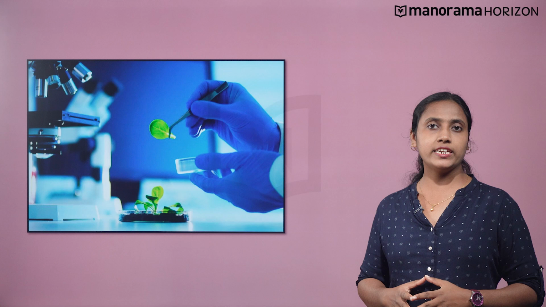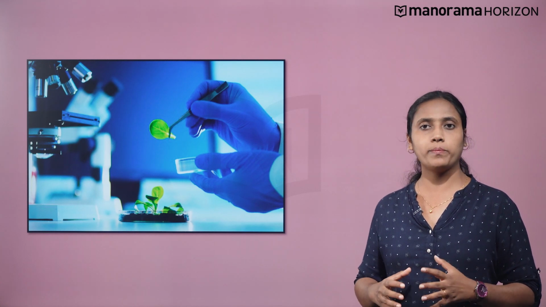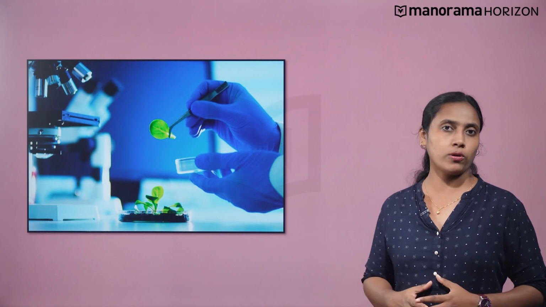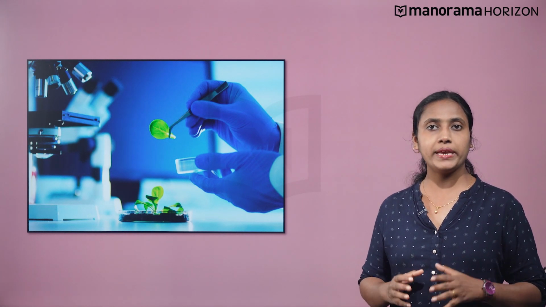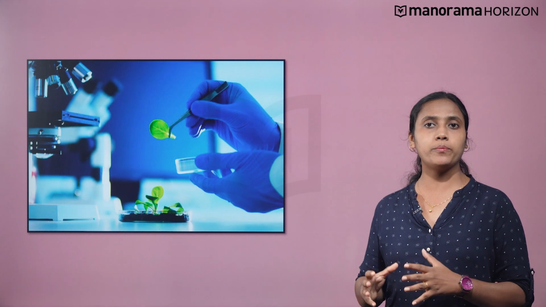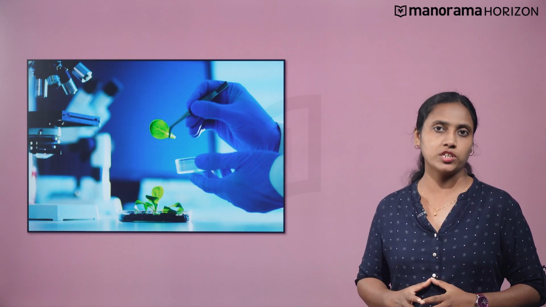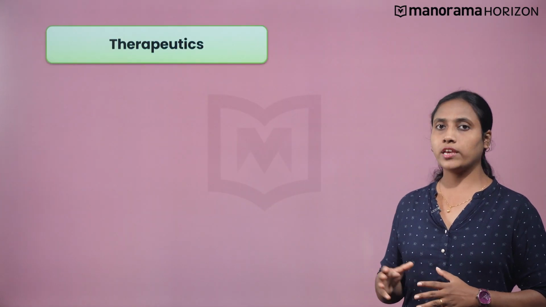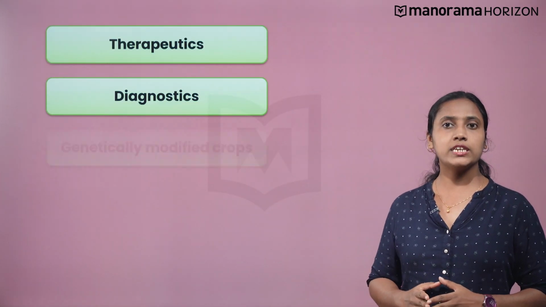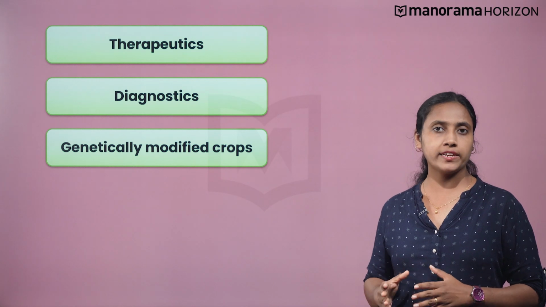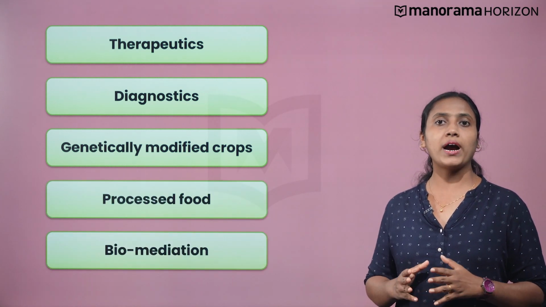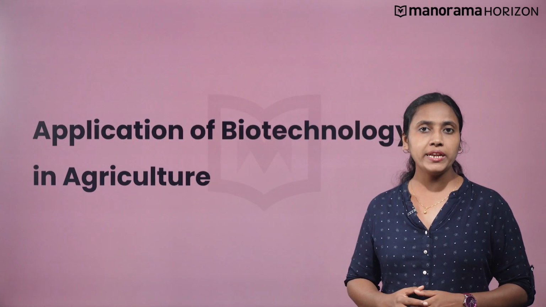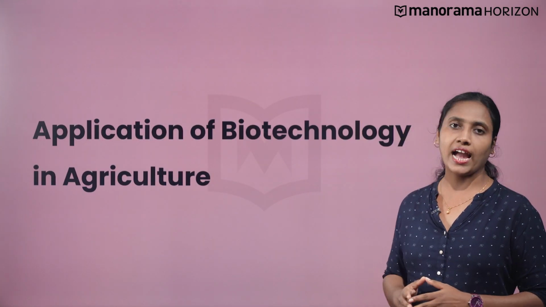We have already studied the tools and processes of biotechnology. But what is the main purpose of developing these technologies? Biotechnology mainly focuses on large-scale production of many different industrial products. The applications of biotechnology include therapeutics, diagnostics, genetically modified crops for agriculture, processed food, bioremediation, etc. In this session, we will study the applications of biotechnology in agriculture.